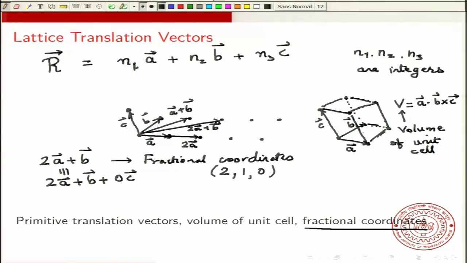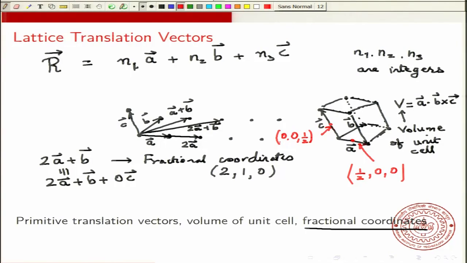If I want to write the coordinate of any point within the unit cell, suppose I take a point here, let me show it in red. This point in red will have fractional coordinates half, 0, 0. It is along the a vector, and it is half of the entire distance. Similarly, a point located here will have fractional coordinates 0, 0, half. So, it is located along the c direction. The a and b components are 0, but the c component is half.